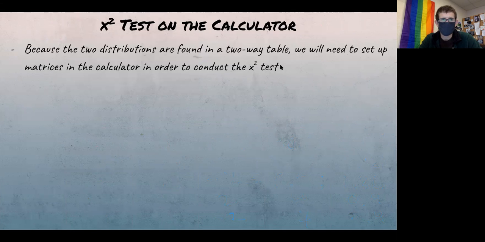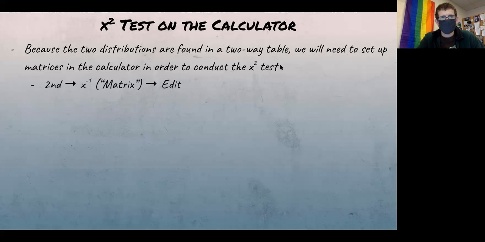Okay, now here's how we can do this on the calculator. Because the 2 distributions are found in 2-way tables, we'll need to set up matrices. And hopefully you learned how to do matrices in your calculator, maybe in Algebra 2 or in another math class. You're going to have to hit second, and then your inverse function button, the x to the -1. That brings up your matrix menu, and you want to go over to the right where you can edit matrices.